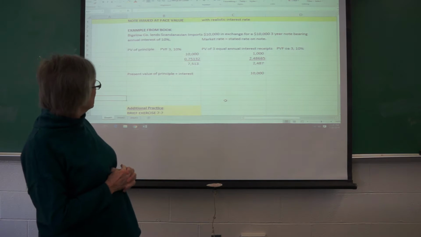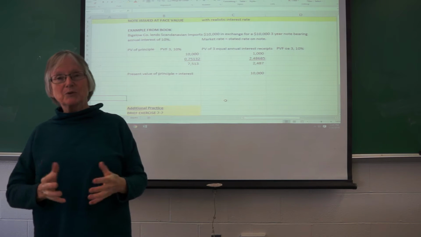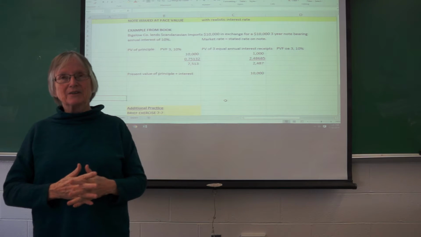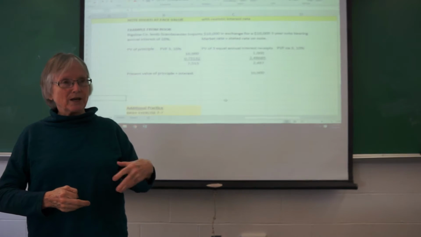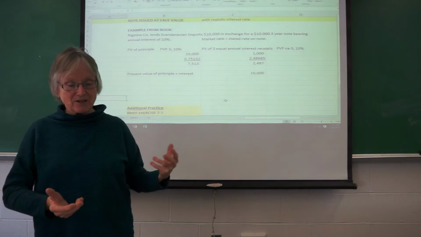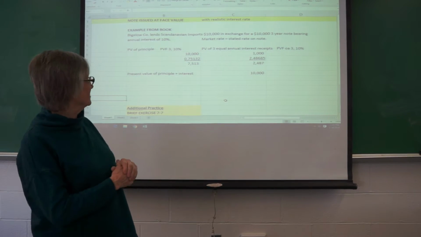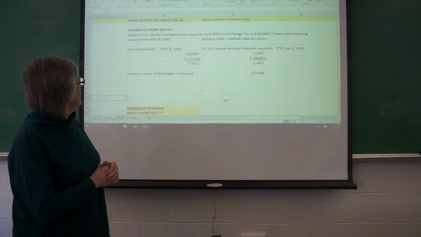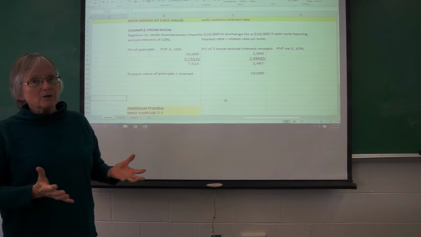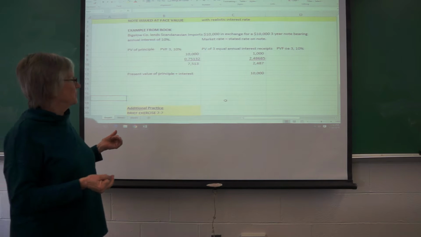Notes issued at face value with a realistic interest rate. So this is an interest rate where you're lending money at the rate that the borrower would have to pay on the open market in an arm's length transaction to borrow money. And it's the borrower, not your credit rating, that's important. Anyway, this is an example from the book, so as you're going back over the book, you can say, oh, that's what they were talking about, hopefully.